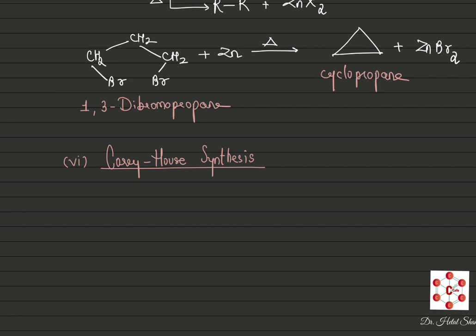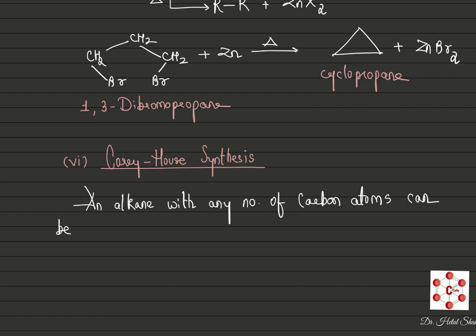One of the best things would be that an alkane with any number of carbon atoms can be produced effectively without byproduct formation.